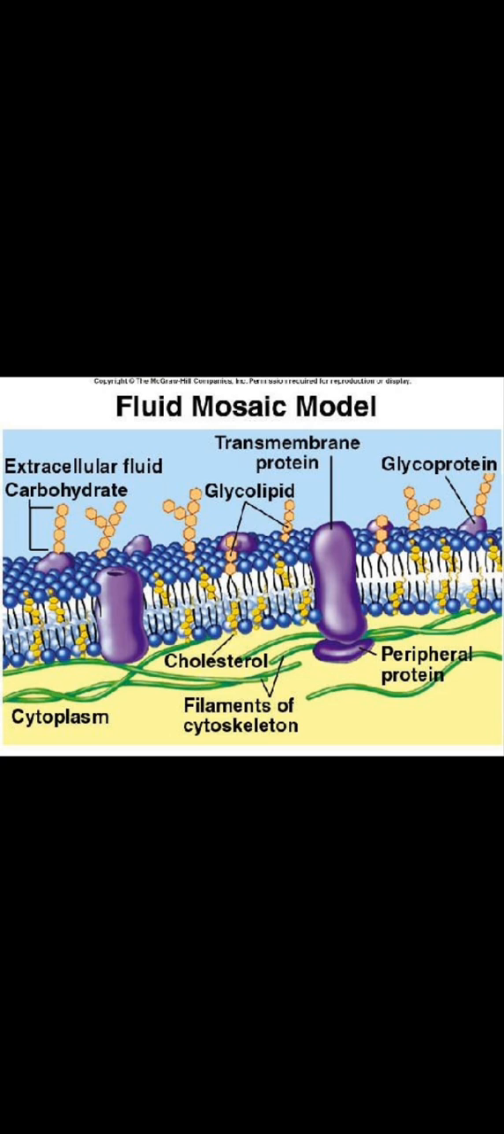Some of the glycolipid molecules are present on the cell membrane. On the other side you see the glycoprotein. Some carbohydrate combines with the protein and they form a glycoprotein. And from the lower side you see the yellow, rounded structures, that is called cholesterol. This cholesterol is also present in the cell membrane.